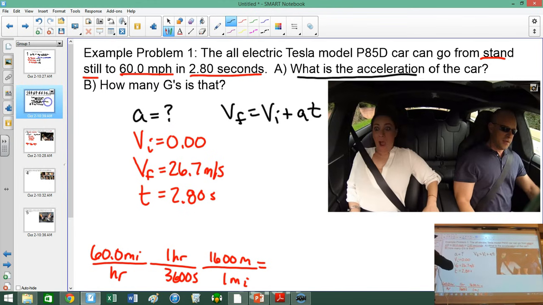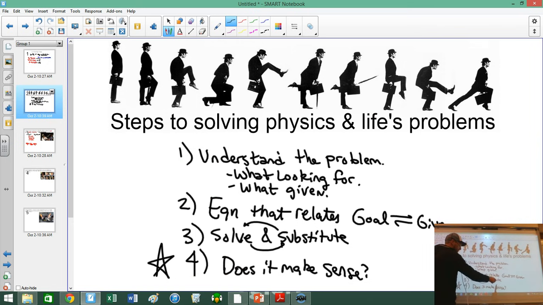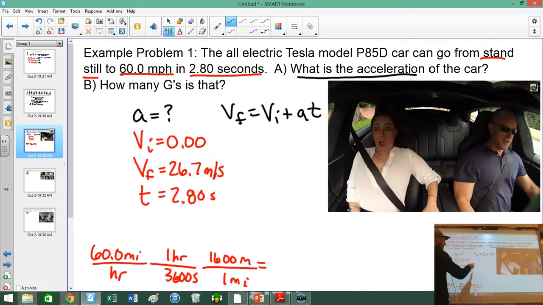Step three in this whole thing is substitute things in and solve. So I know VF, that's 26.7. I know my initial velocity, that's 0. That just goes away. I'm looking for my acceleration, so I leave it as the variable. And my time is 2.80.